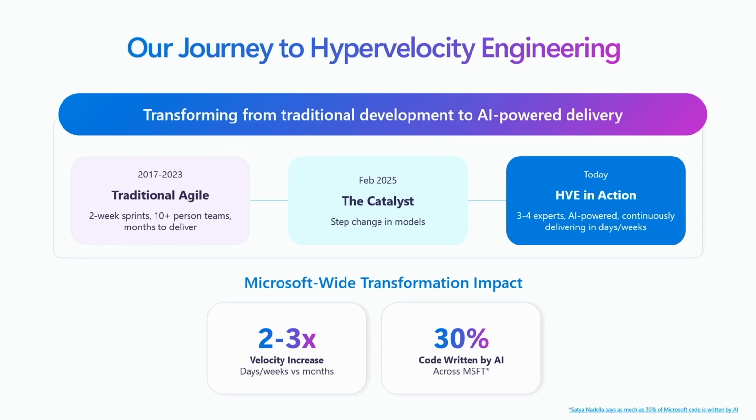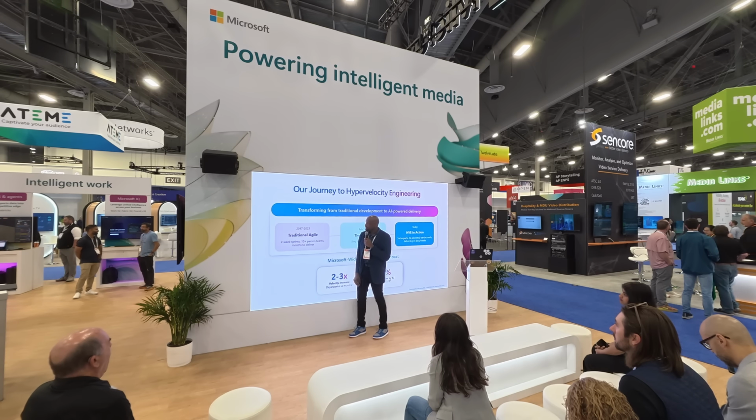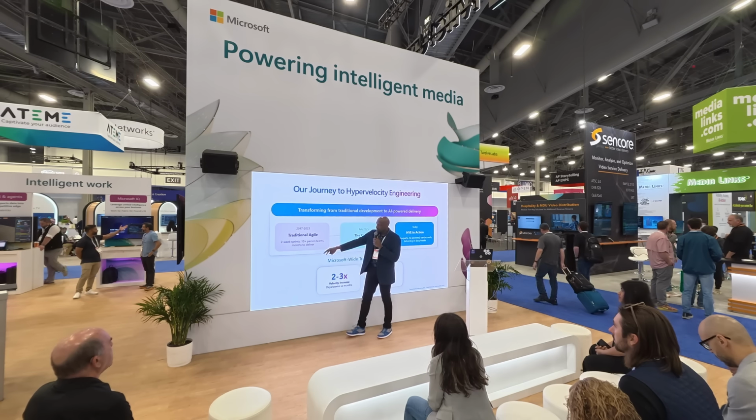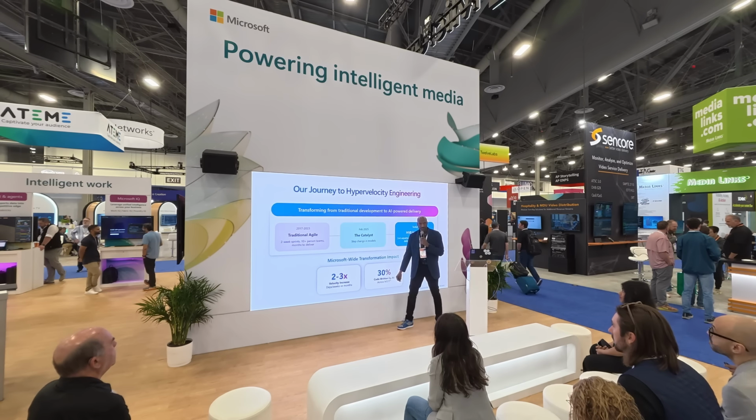So our journey to hypervelocity engineering: if you look back at around 2017 till 2023, we were really traditional AI, 2-week sprints, 10-person teams, delivery in months. If you're still doing that, you're probably moving too slow. You need to go ahead and let go of Agile. I loved it. It was a great run. It's time to let it go.